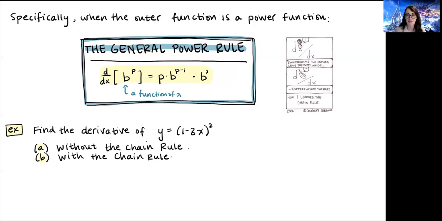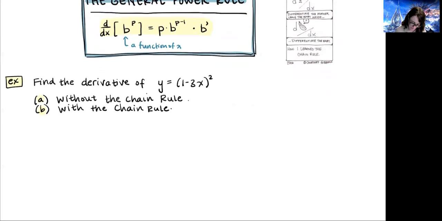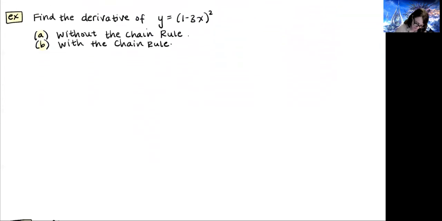Let's find the derivative of y equals 1 minus 3x raised to the second power. We're going to do that without the chain rule first, and then also with the chain rule, just so we can see that we'll get the same thing. So without the chain rule, this just means using our old ways that we know how to differentiate things.